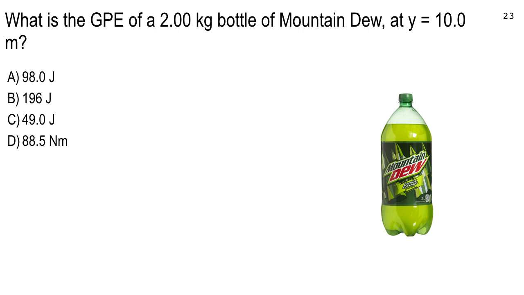30 seconds. Minus mg delta y. Minus mg delta y. Why, oh why, is it delta y? Because work is F delta x.